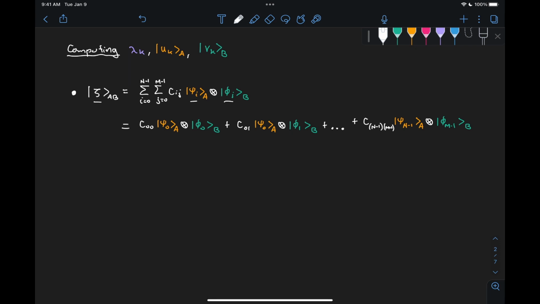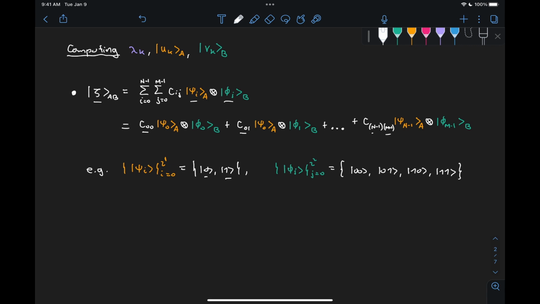So we're going to have some complex coefficients, c sub 0,0, c sub 0,1, all the way to c sub n minus 1, n minus 1, which represent all possible combinations of these basis states. And, for example, these basis states could be the computational basis. So in this particular example, let's say we have 1 qubit subsystem for A. So our basis states are state 0 and state 1. And 2 qubit subsystem for B. So our basis states are 00, 01, 10, and 11.